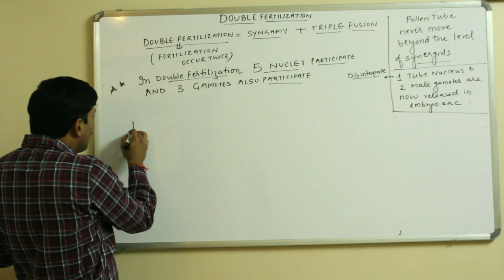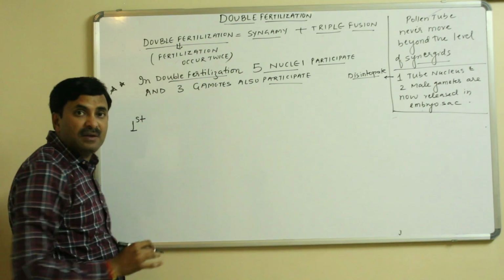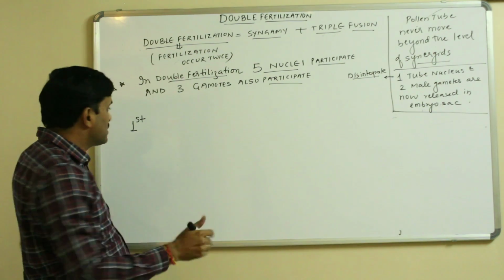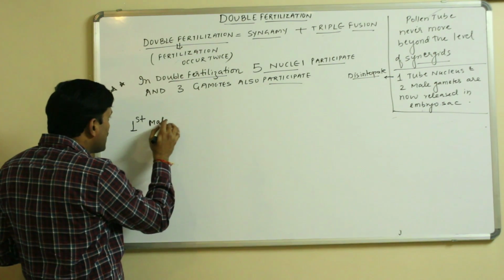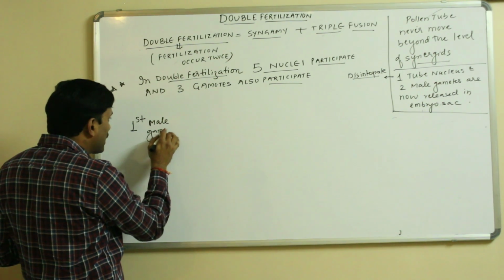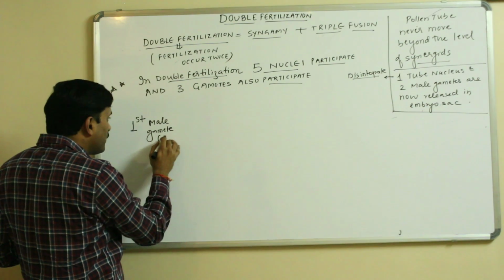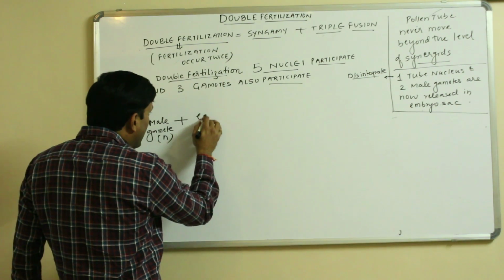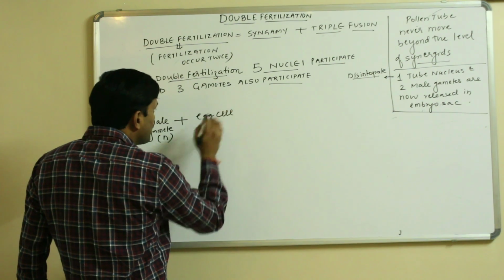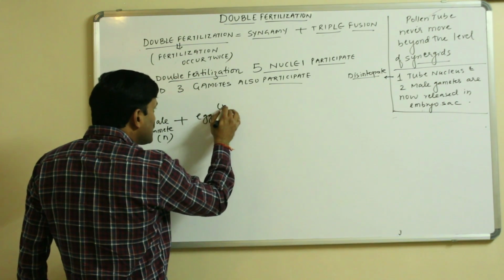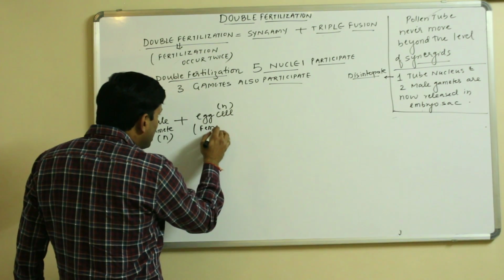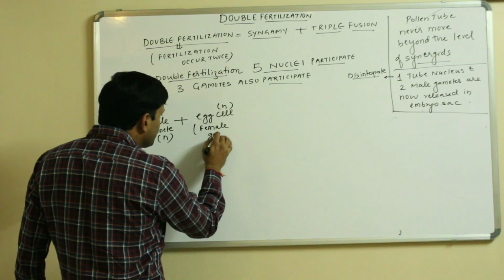Now what is syngamy and what is triple fusion? See here, we know very well that in the embryo sac 2 male gametes were released. So the first male gamete out of the 2 male gametes, which is haploid, will fuse with the egg cell. Now the egg cell also has the ploidy level of N, and this egg cell is acting as a female gamete.